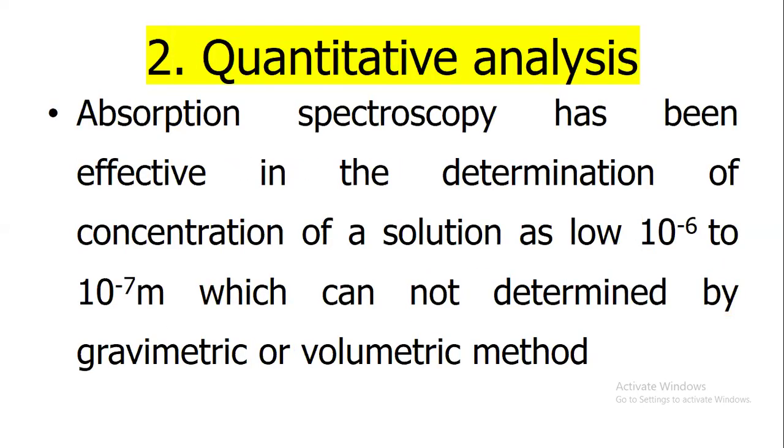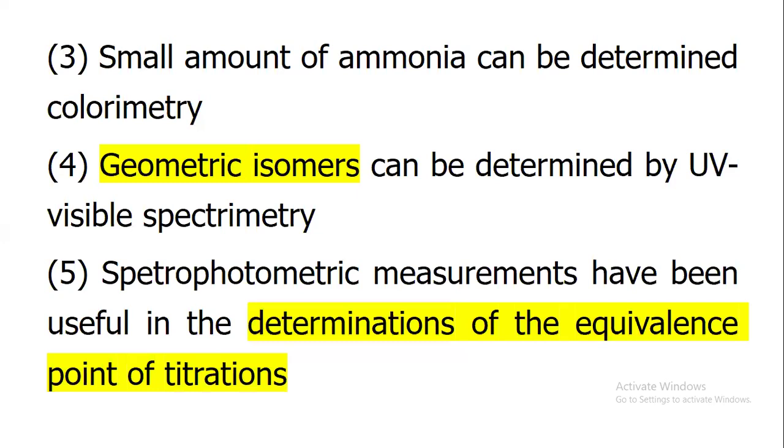Quantitative analysis. Absorption spectroscopy has been effective in the determination of concentration of solution as low as 10 to the power minus 6 to 10 to the power minus 7 molar, which cannot be determined by gravimetric or volumetric method. Small amount of ammonia can be determined by colorimetry. Geometric isomers can be determined by UV visible spectroscopy. Spectrophotometric measurements have been useful in the determination of equivalence point of titration.